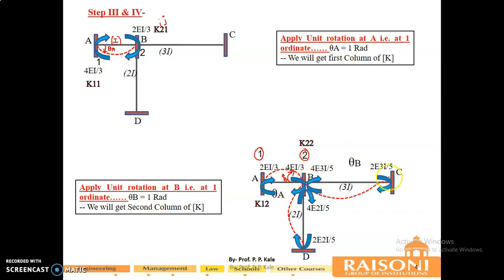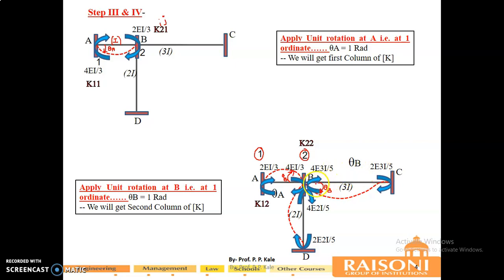Now for portion BC, since we have applied theta B equal to 1 in clockwise manner, in this portion also we will get clockwise moments. So 4EI upon L for the BC member. So the value of I is 3I and L is 5 meter for this case.